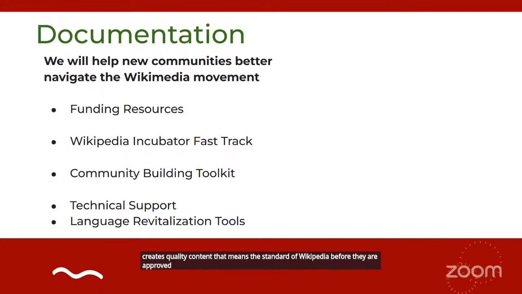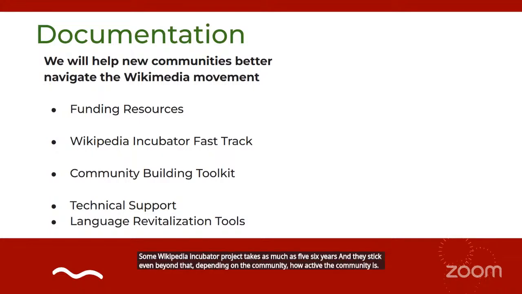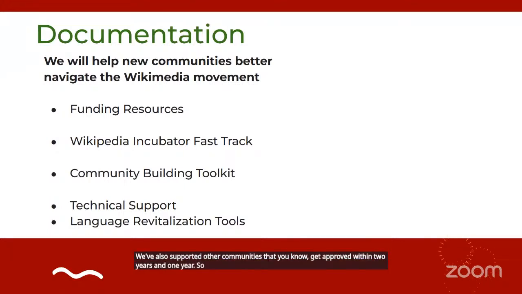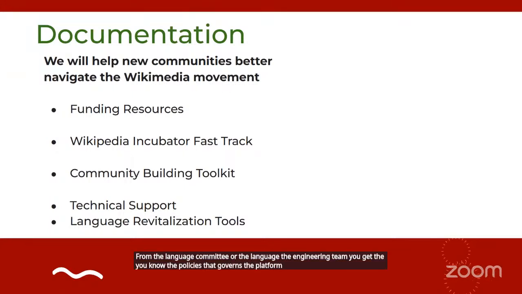So we help them. Some Wikipedia incubator projects take as much as 5-6 years. Others take even beyond that, depending on the community, how active the community is. We've also supported other communities that get approved within 2 years and 1 year. So ours is to teach you the basic requirements, give you all the technical knowledge that you need from the language committee or the Wikimedia engineering team. You get the policies that govern the platform, and get the understanding of what is considered a Wikipedia quality article and what is considered not Wikipedia fit in the incubator.